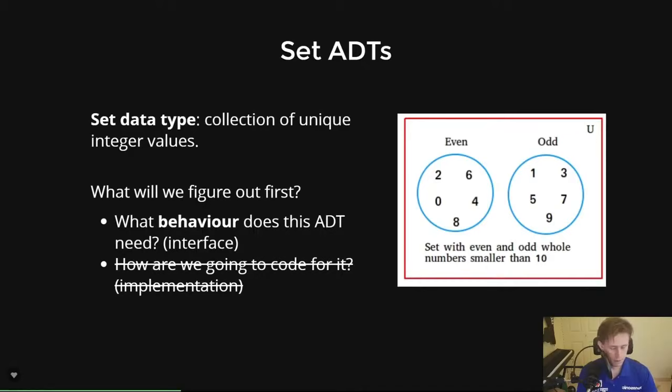So, more back to fun stuff, which is sets. We kind of get what sets are, right? They're a collection of unique integer values. A set is kind of like a list, except that it's not ordered, and you generally can't have duplicates. So you have some sets here, even and odd numbers, even on the left, odd on the right.